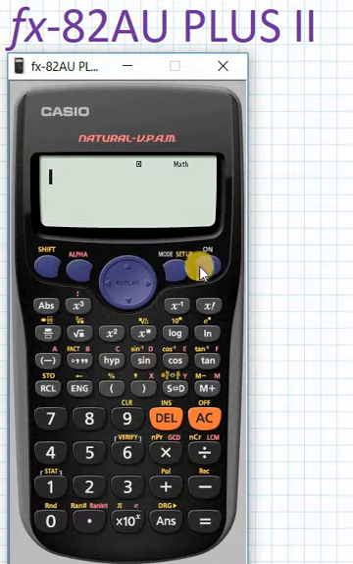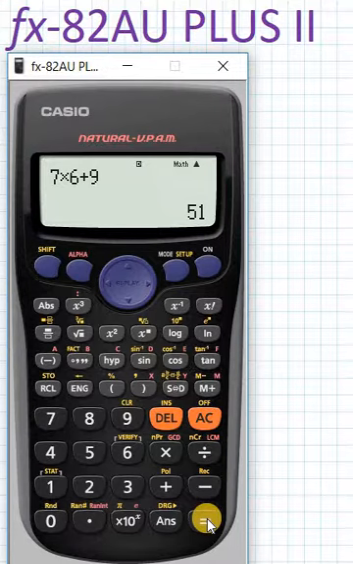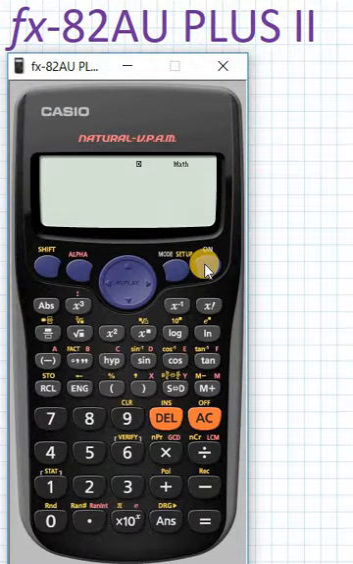A lot of people use this as clear screen. Let's say 7 times 6, add 9, and equal, so 51. Now, instead of clearing using AC, I see a lot of people just use the ON button. Pressing ON still works, it clears everything, but technically the purpose of AC is to clear the screen. All clear, if you like.